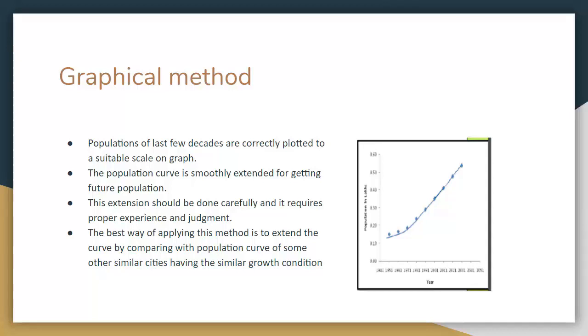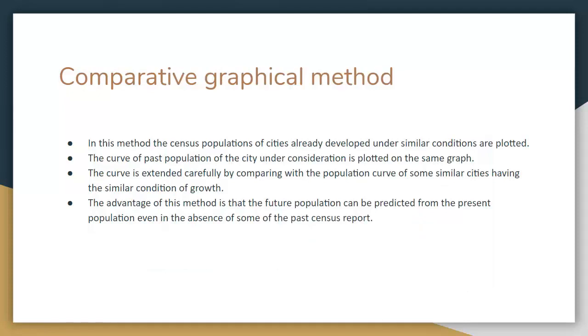It is better to compare all the peculiarities and growth patterns and conditions, that is industrial, commercial, and migration, all the factors that affect the population, and these should be considered for extending the graph in the graphical method. Now we are going to the next method, the comparative graphical method.